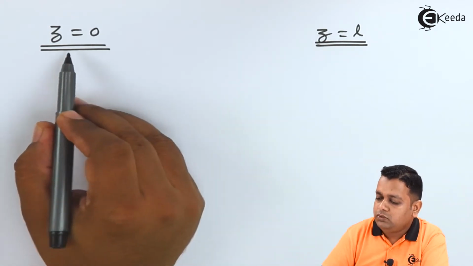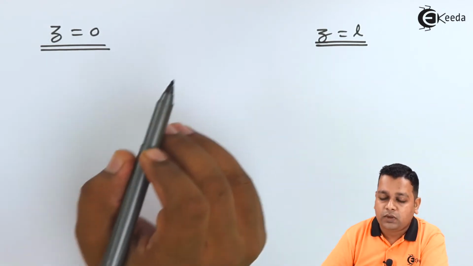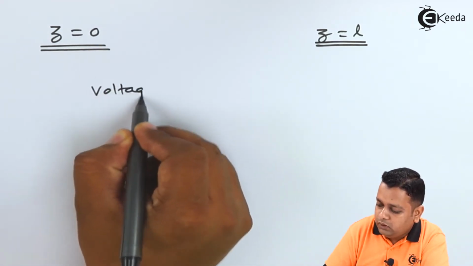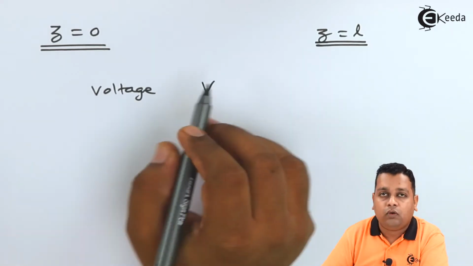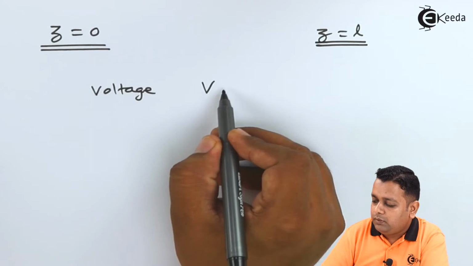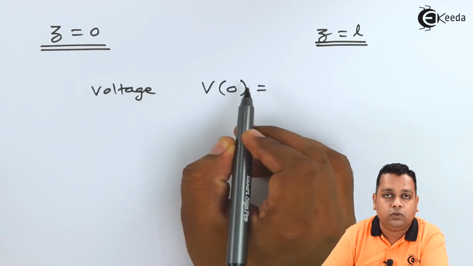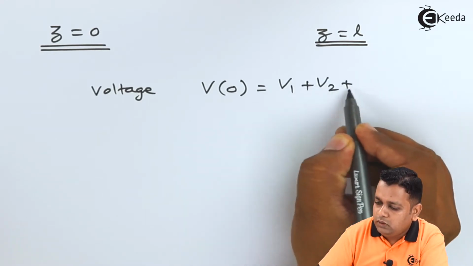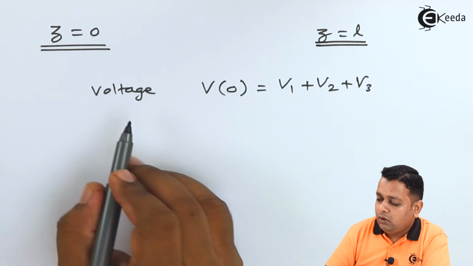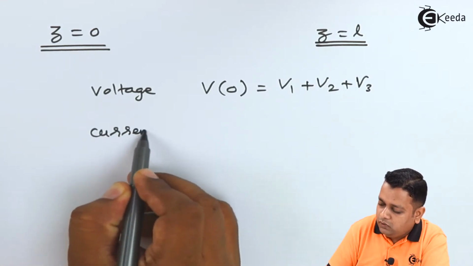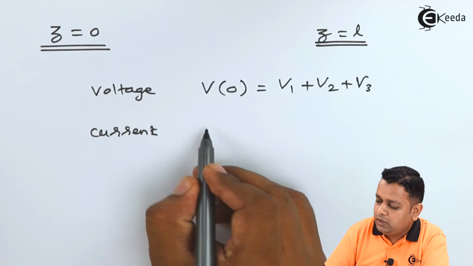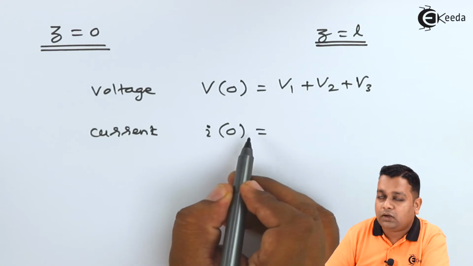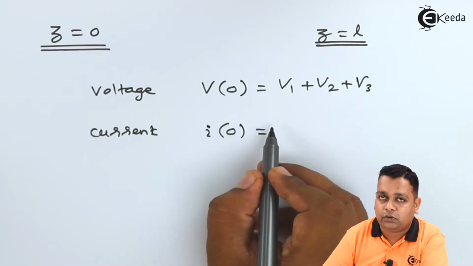With respect to these two reference points, here we have the representation of first of all the overall voltage. So voltage for the input reference point V in bracket 0 can be given simply as V1 plus V2 plus V3. Also the current that we can give for the first reference point, here it will be I as a function of 0. So at z equal to 0 we have the computation of the current.